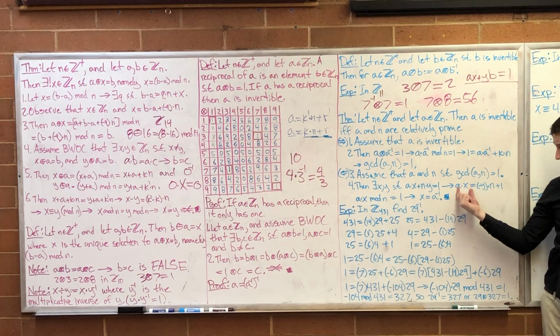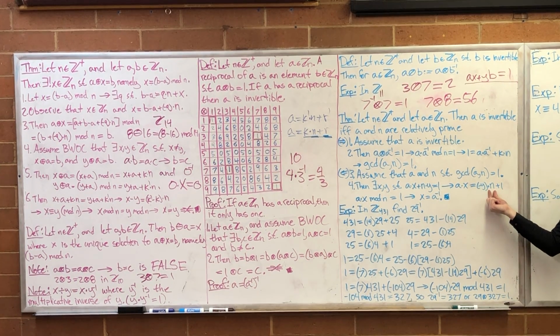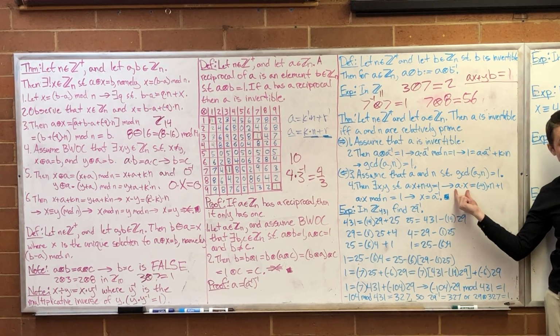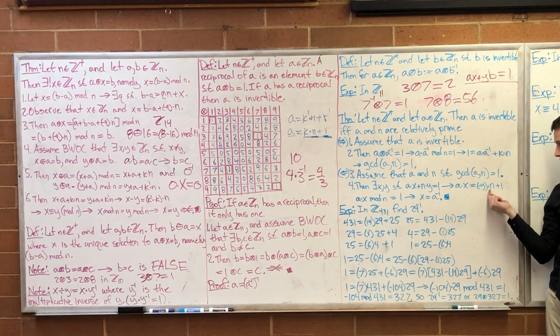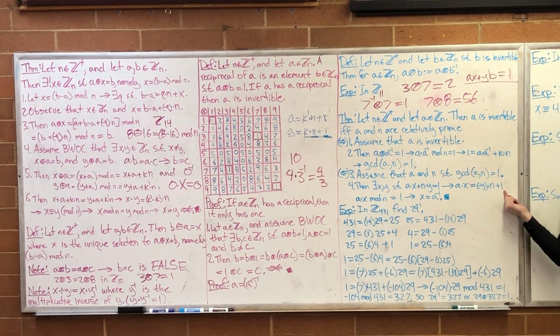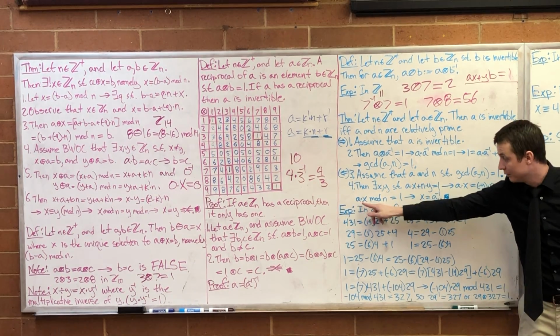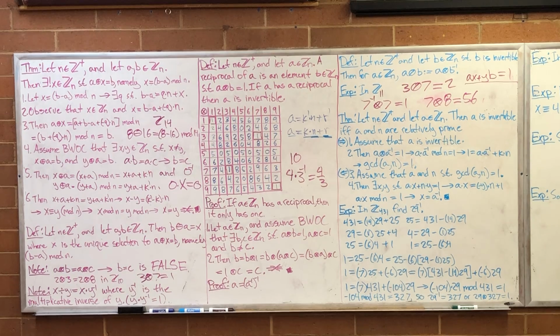Well, now, notice, what is a times x mod n? 1. When I take a times x and I divide it by n, my quotient is negative y and my remainder is 1. I have a times x written as an integer times n plus a number between 0 and n. So, a times x mod n is 1. So, x is a's reciprocal.